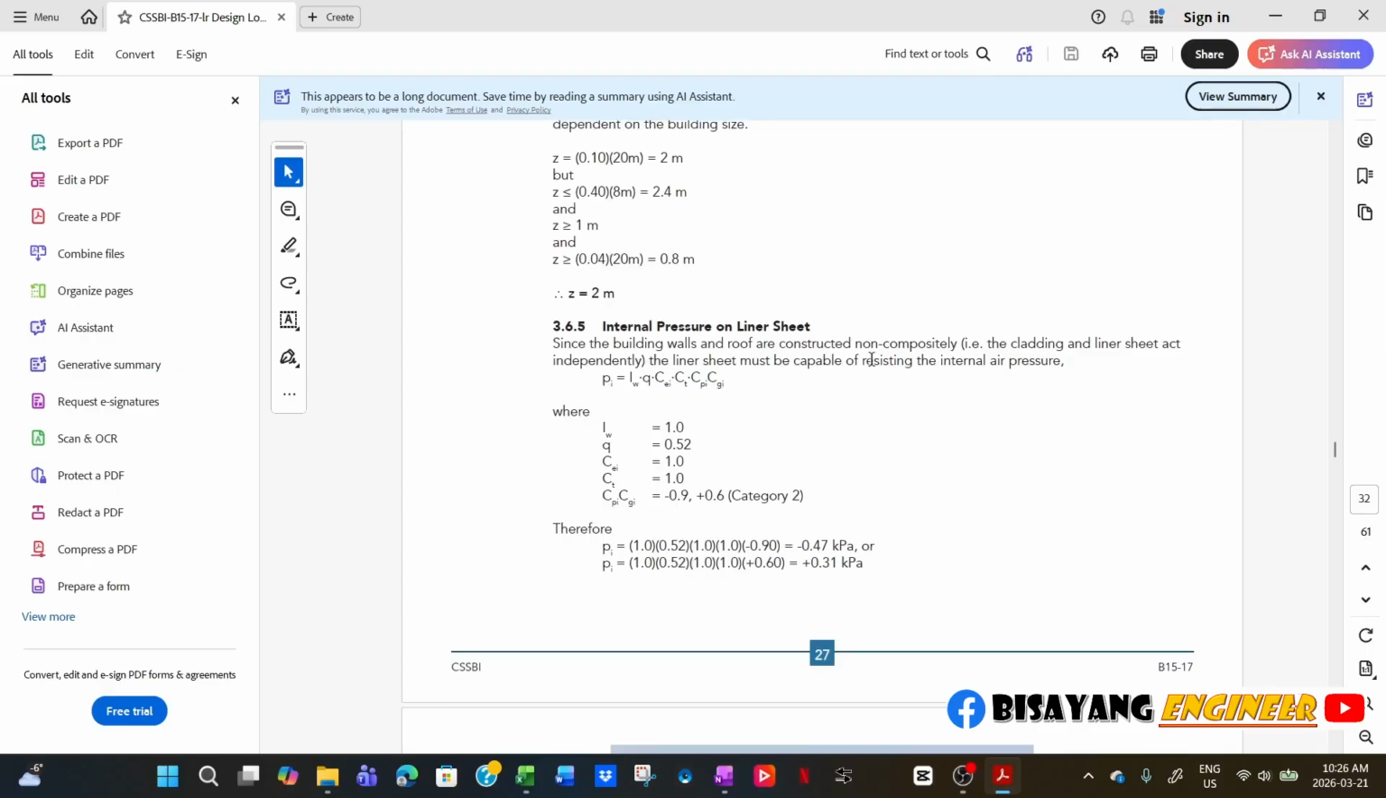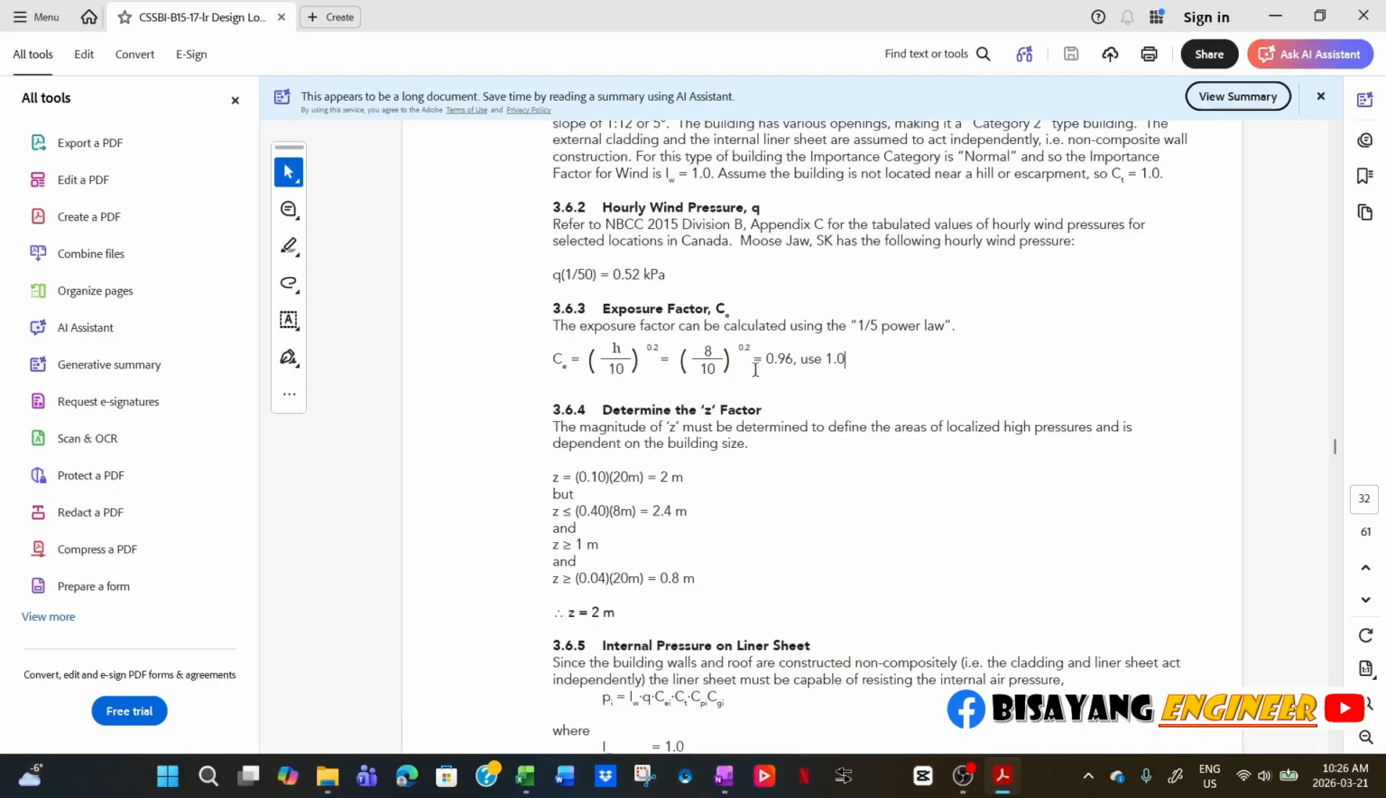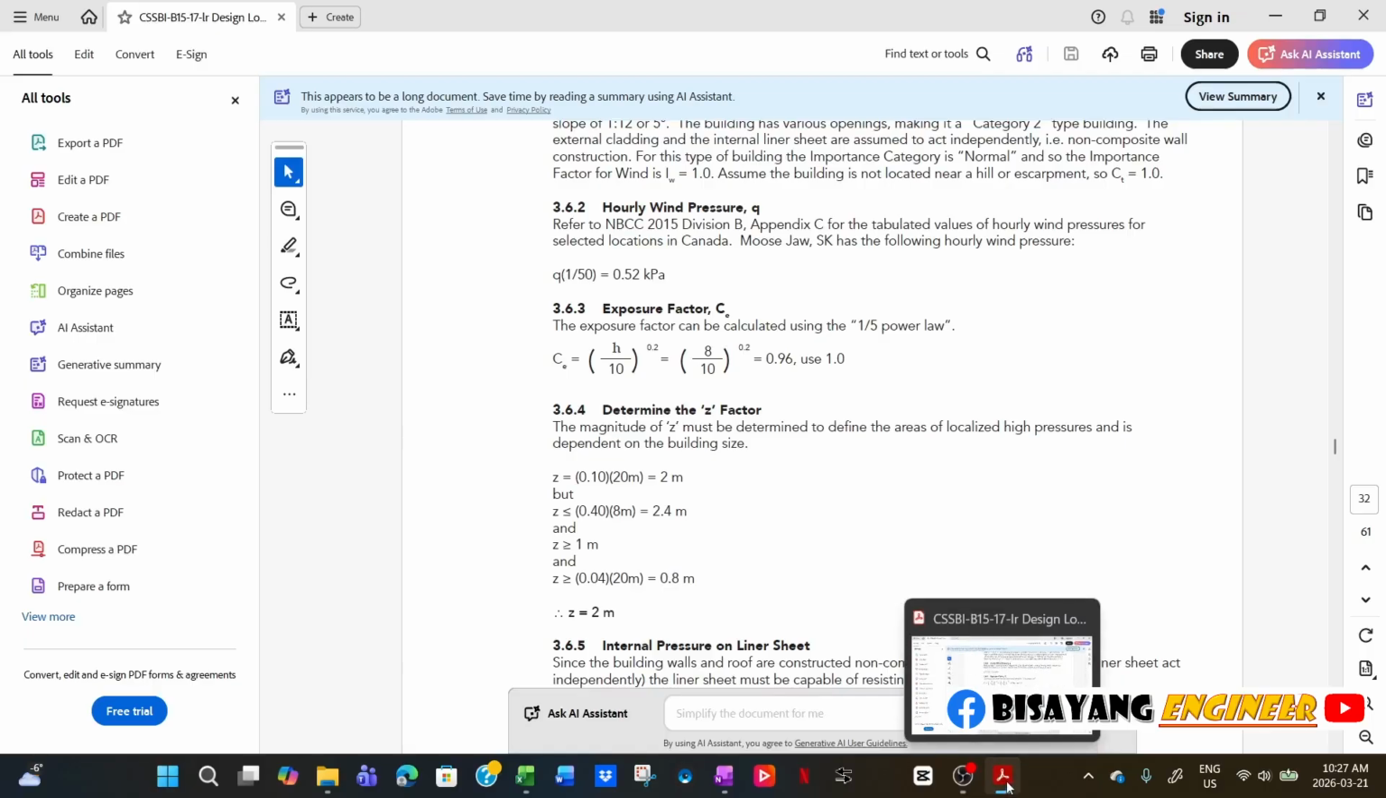There's a formula for calculating the CE. That's this one here. And I don't know why he rounded the value to 1 instead of just using 0.96. The result would be more conservative, but it's not required.